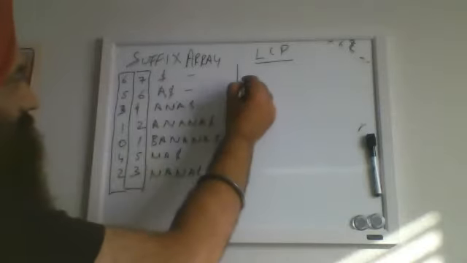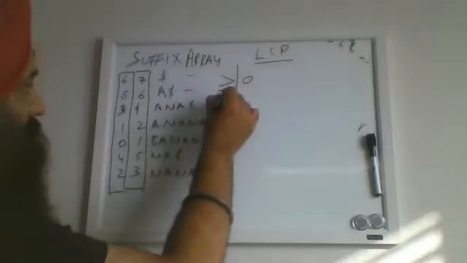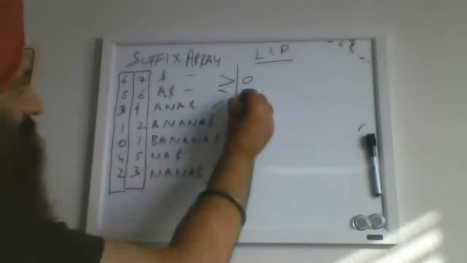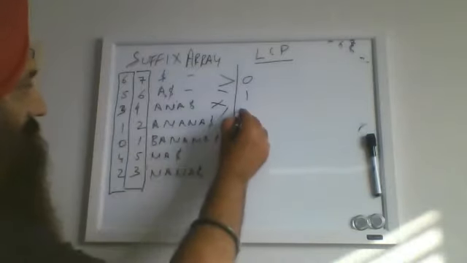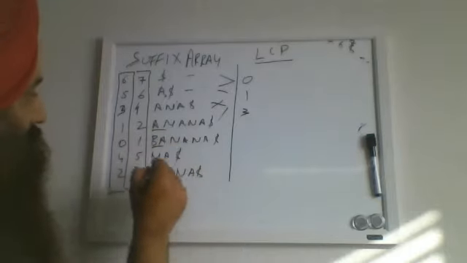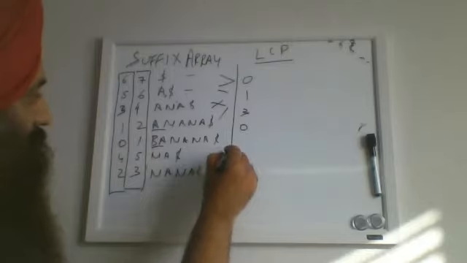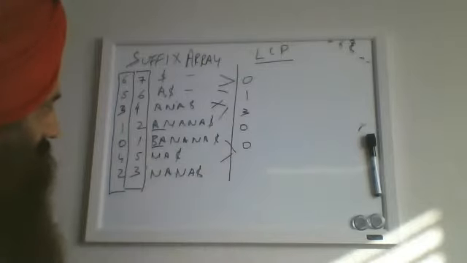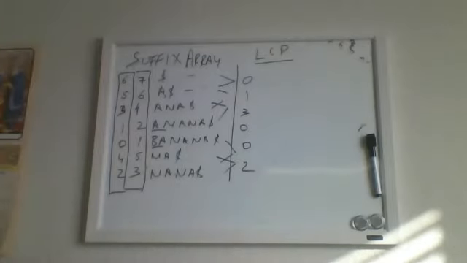You pick the first two, you have nothing in common, 0. You pick the next two, A is common, 1. You pick the next two, ANA, ANA, 3. You pick the next two, 0. You pick the next two, 0 again. And lastly, you pick the next two, it's 2. So this is nothing but your LCP, longest common prefix.